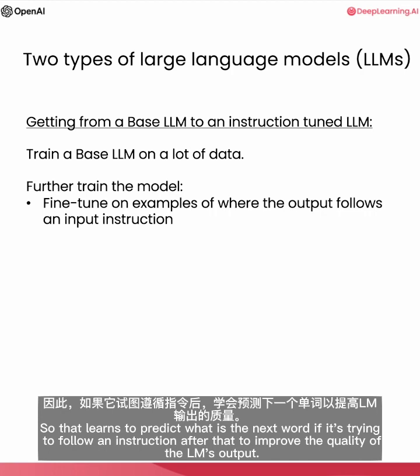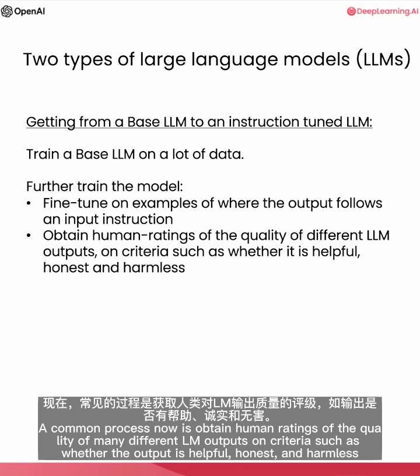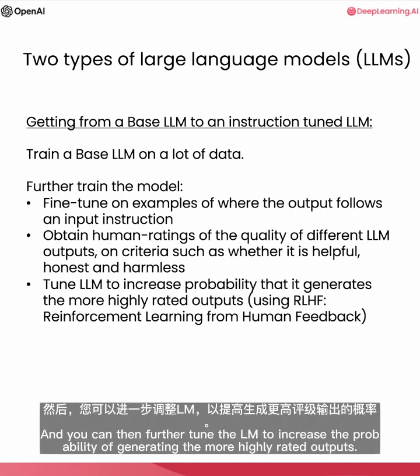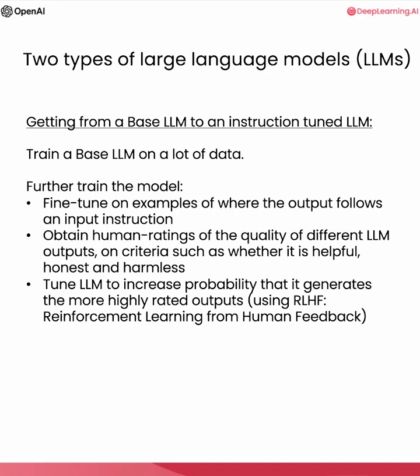After that, to improve the quality of the LLM's output, a common process now is to obtain human ratings of the quality of many different LLM outputs on criteria such as whether the output is helpful, honest, and harmless. And you can then further tune the LLM to increase the probability of it generating the more highly rated outputs. The most common technique to do this is RLHF, which stands for Reinforcement Learning from Human Feedback.